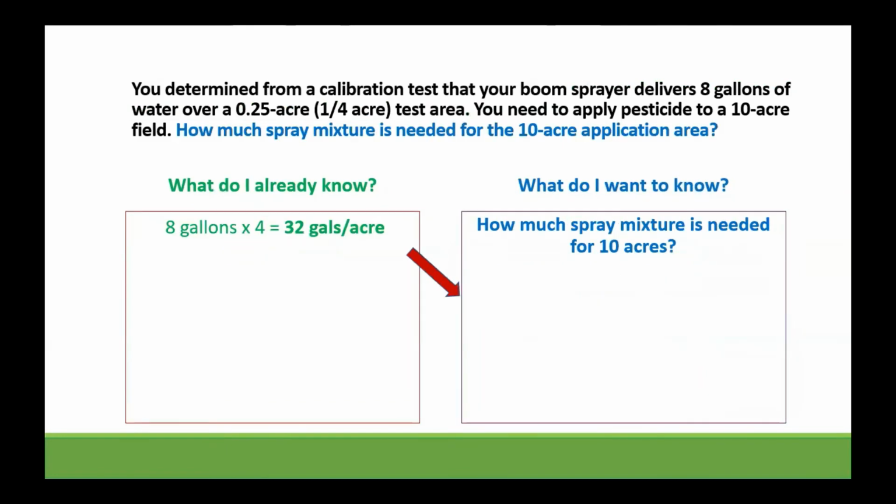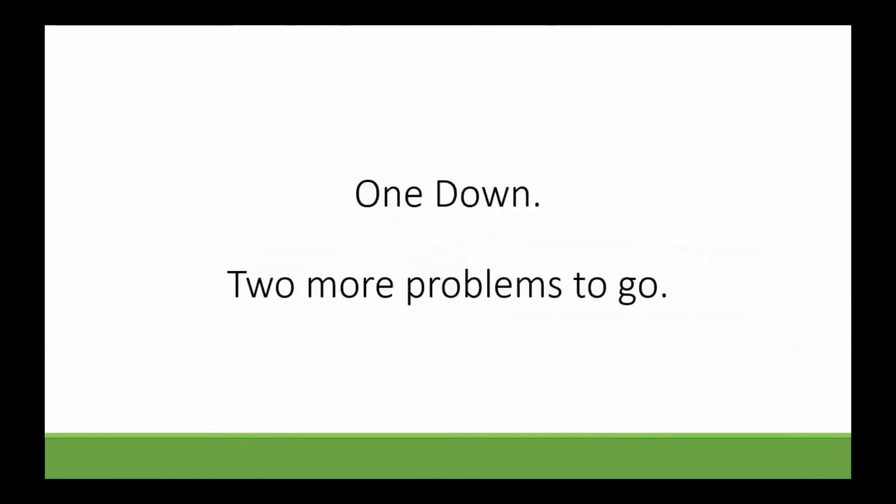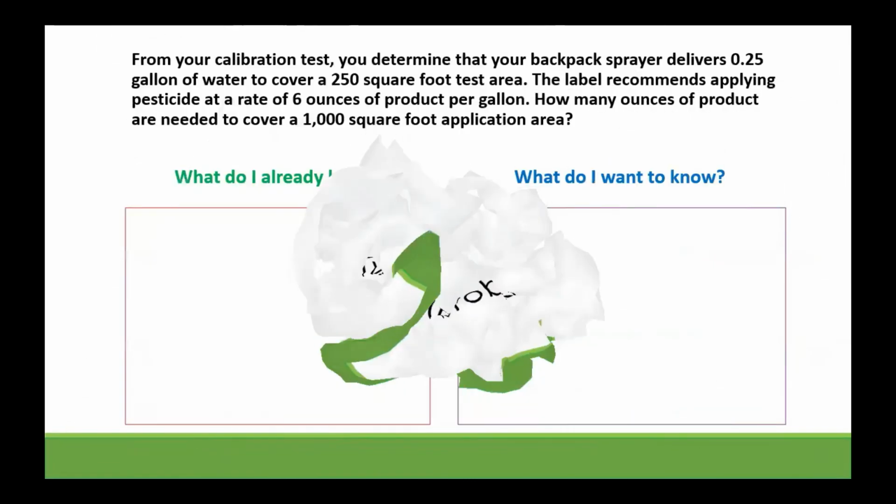Since we know we need 32 gallons per acre, and we need to determine the number of gallons for 10 acres, we multiply 32 gallons by 10, and that will give us 320. Therefore, you'll need 320 gallons for that application area. See, it's easy. We've got 1 problem down and 2 more to go.